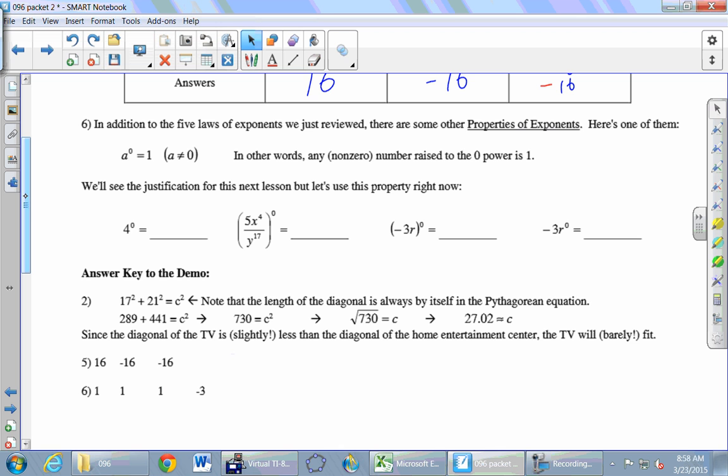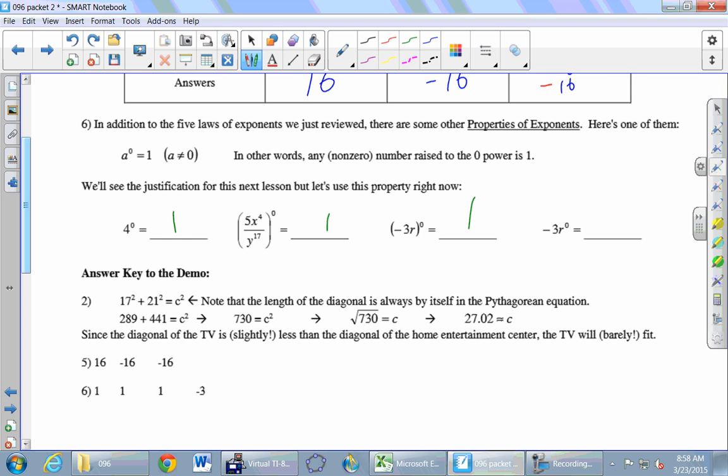So the first blank here says 4 to the 0. How much is it? 1. The next problem looks intimidating. 5x to the 4 over y to the 17. But the whole thing is raised to the 0, and anything to the 0 is 1. Right? So it's a gift. Doesn't matter how complicated that stuff is. If it's raised to the 0, it's 1. -3r to the 0 is 1. Anything to the 0 is 1.